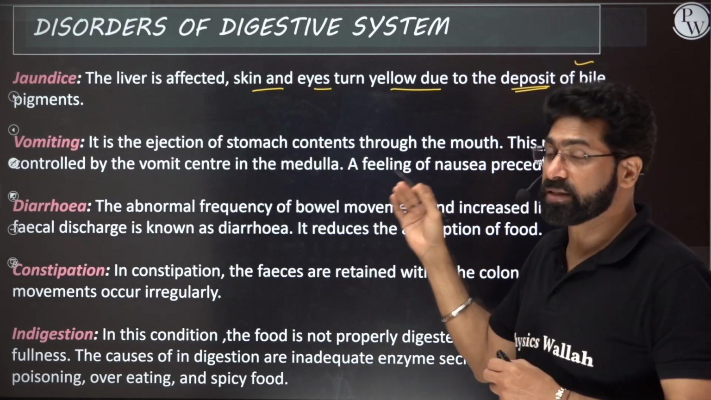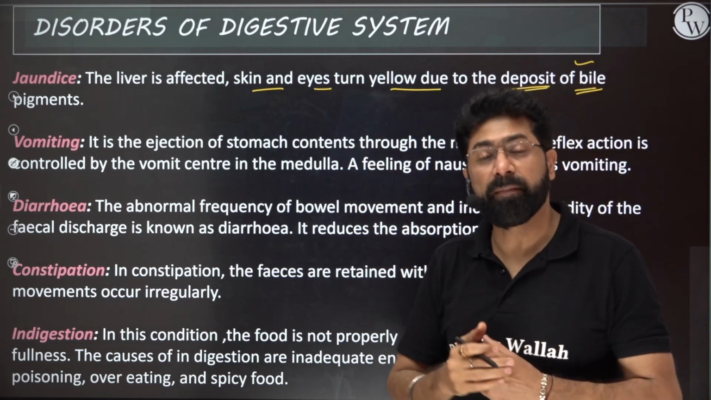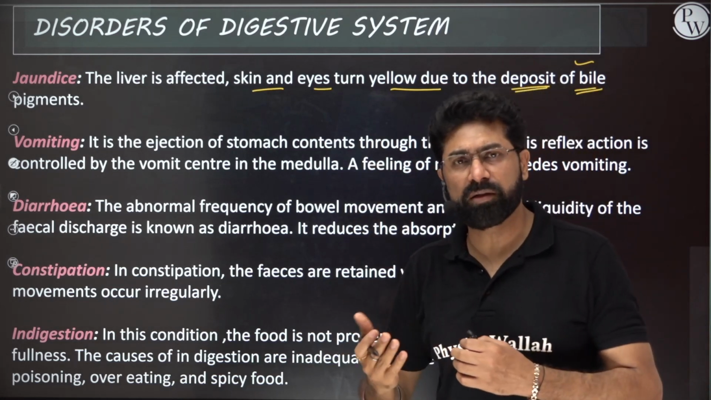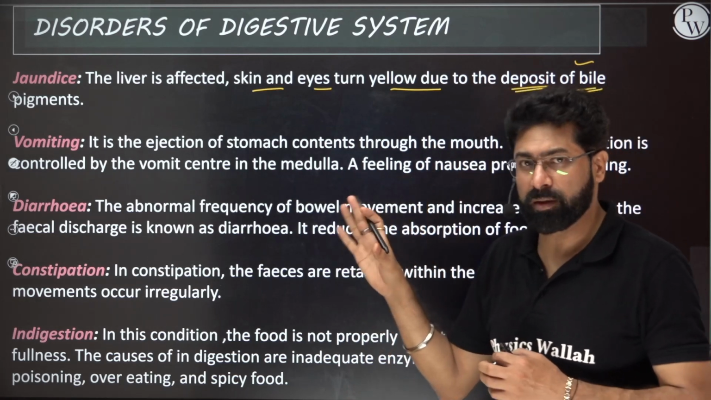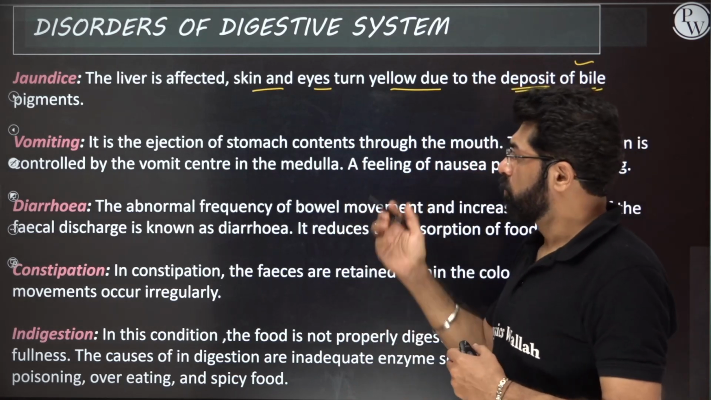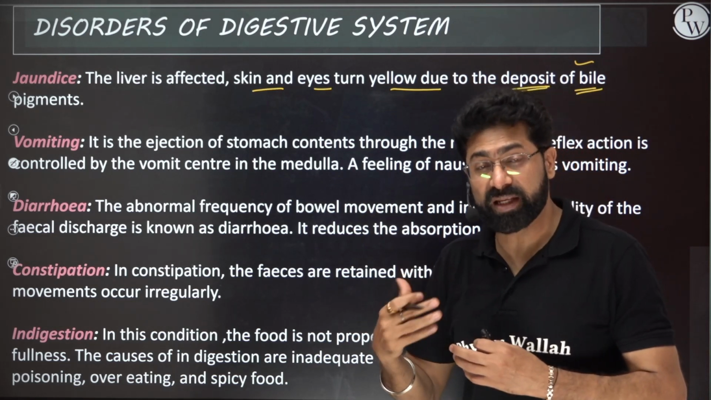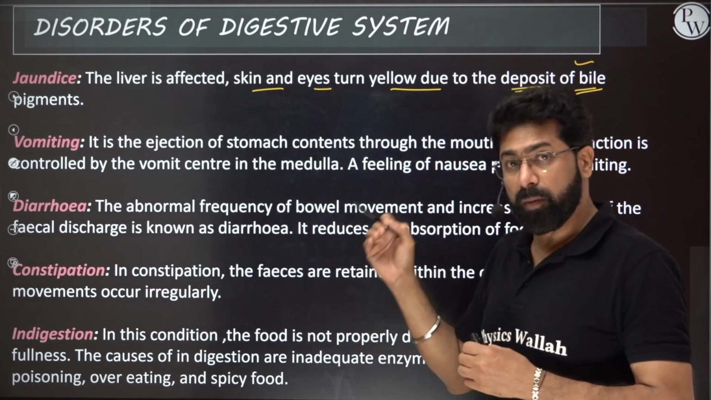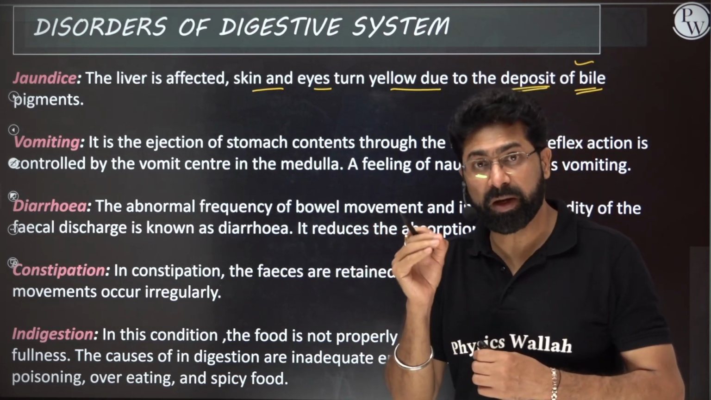So which organ is inflamed in jaundice? That is your liver. There are many types of jaundice. We'll not talk about that. Obstructive jaundice, neonatal jaundice, all these things we'll not talk about here. That's not required. Vomiting. Now, vomiting is also called emesis. That's a kind of reverse peristalsis. Vomiting center is present in the human brain, that is the medulla oblongata.